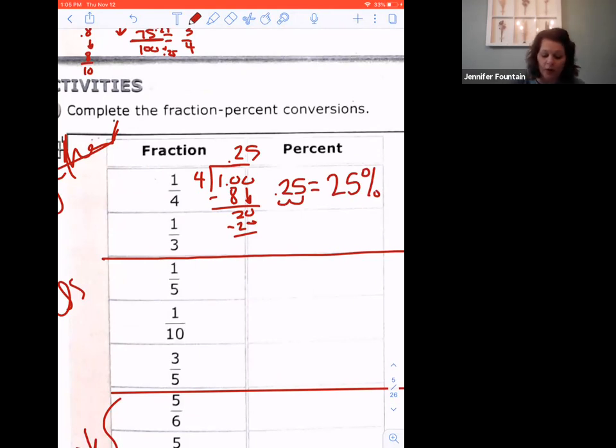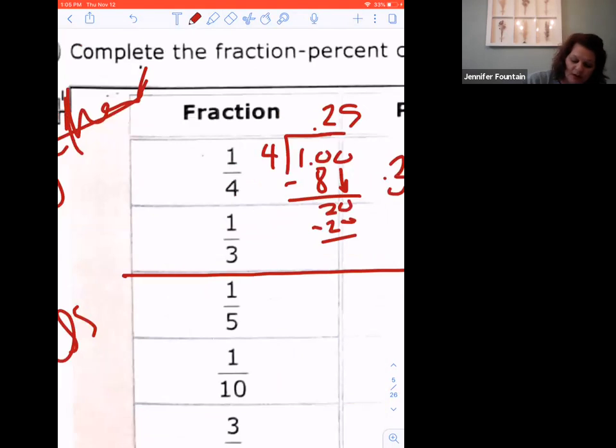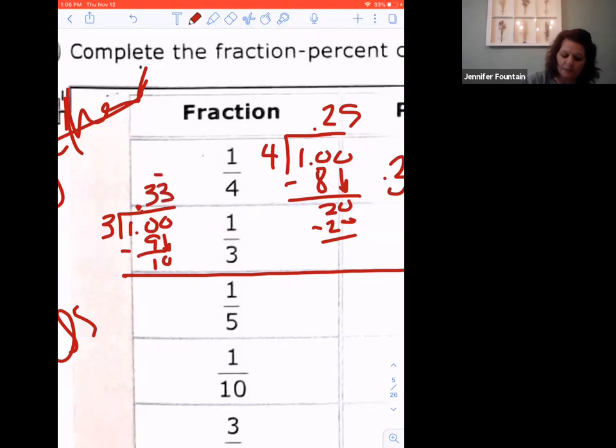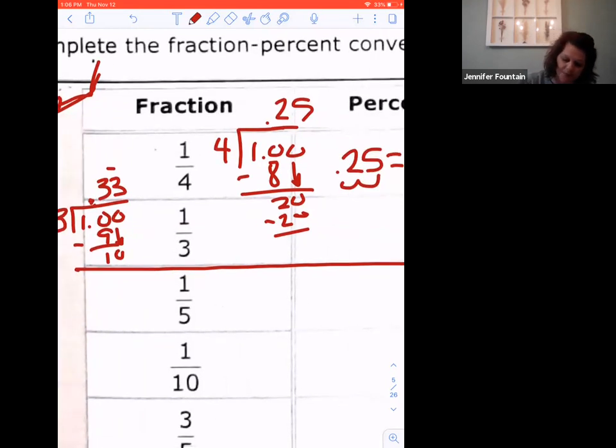Okay, 1/3. We looked at that a minute ago. So when I've got 3 into 1, we know what's going to happen, but we're going to work it out mathematically anyway. So 3 will go into 1, 0 times, but 3 will go into 10 3 times. 3 times 3 is 9. Subtract, and I've got a 1. 0, bring it down. I'm going to keep on going. Okay, so I've got my 0.3 repeating.